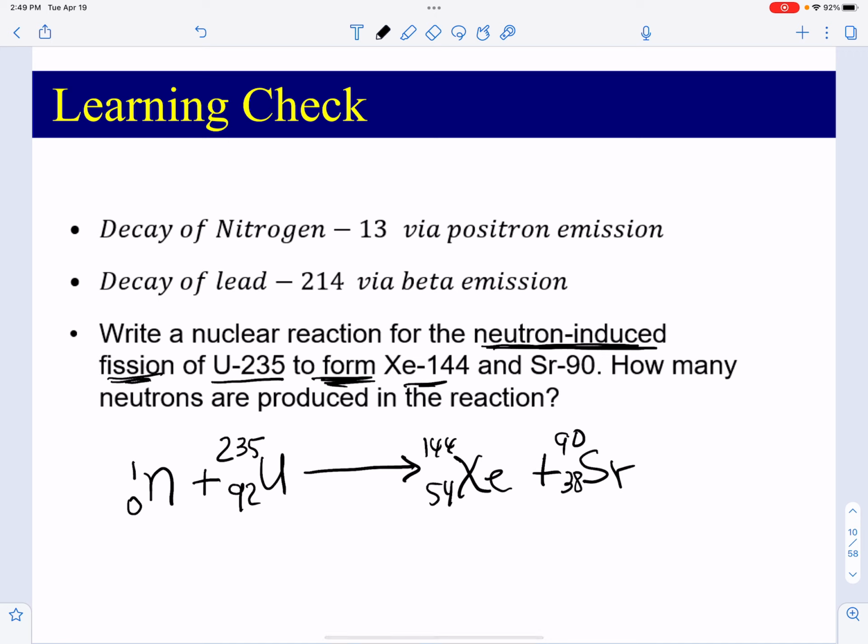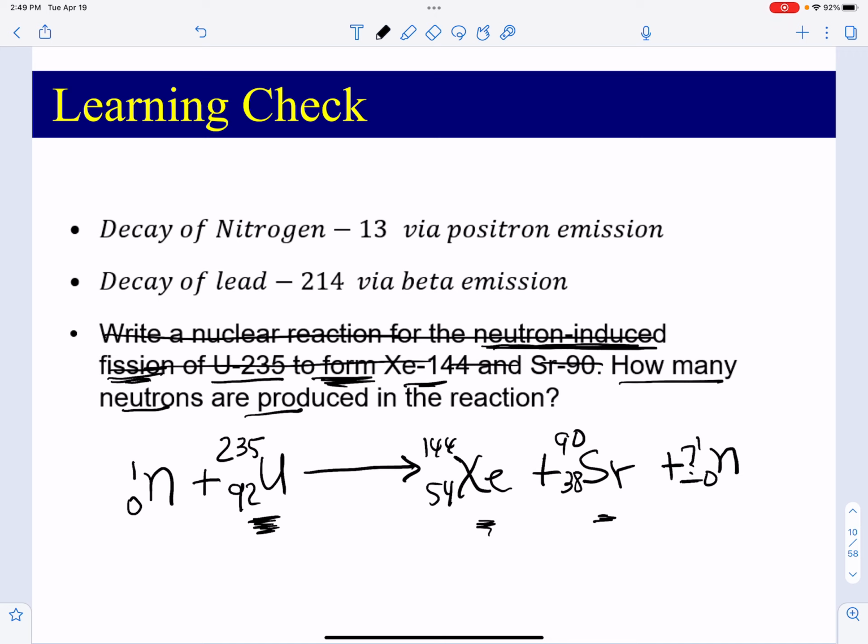So this one is a little bit more challenging than the other two. So write a nuclear reaction for the neutron-induced fission. So it's fission because one element is becoming two elements, so it's breaking apart into two, splitting, to form that, and how many neutrons are produced. So it's telling me that I'm going to produce neutrons, but it wants to know how many.